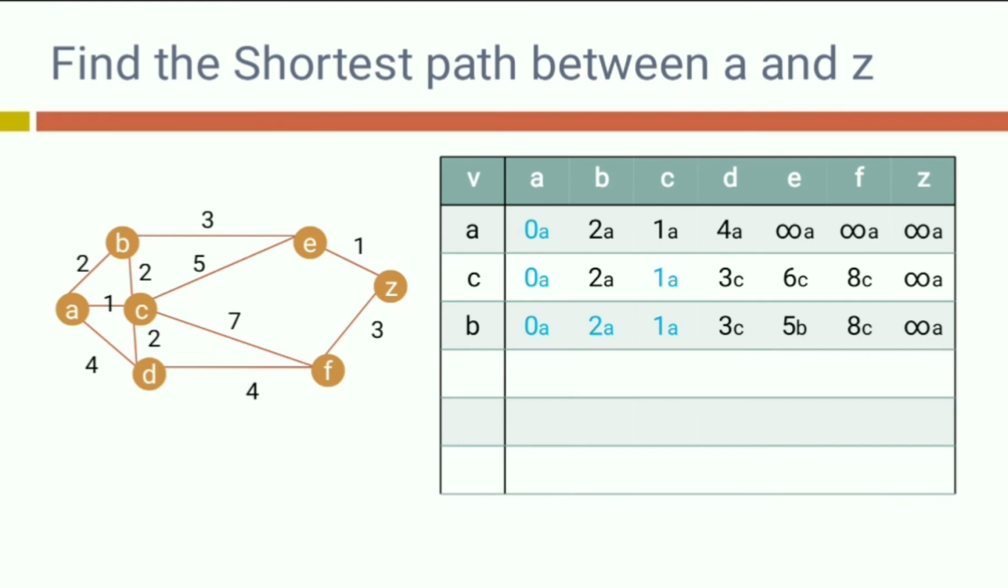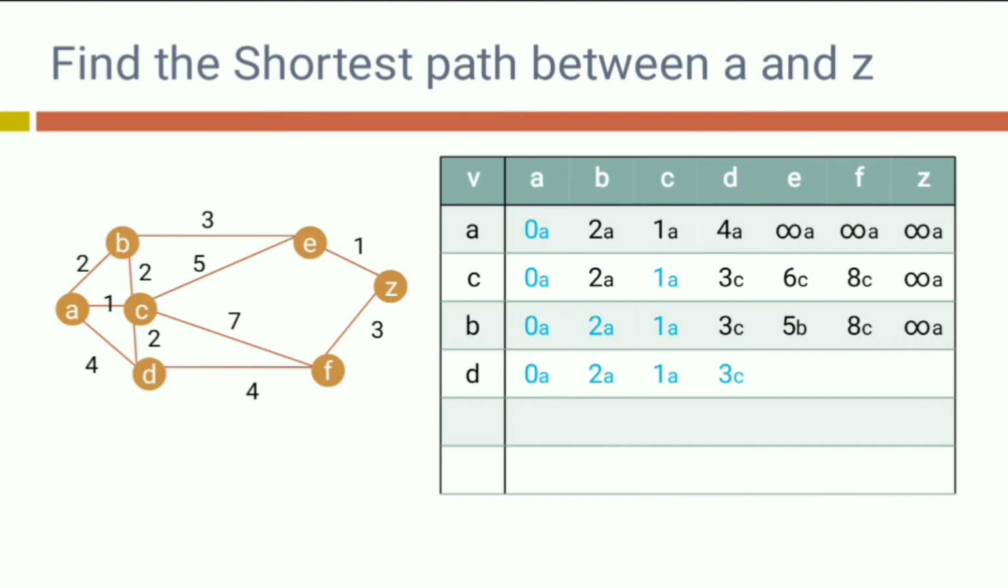Now what is the minimum among these? 3 is minimum, right? So we include vertex D in our shortest path. So vertex D is included here. Now these three things are all already in our path, so we'll write them as it is. Okay, and D is also included, so I will write 3, distance of D from D, 3 as it is.